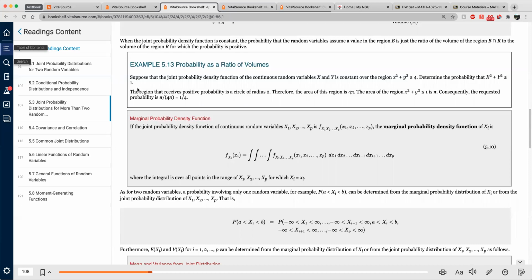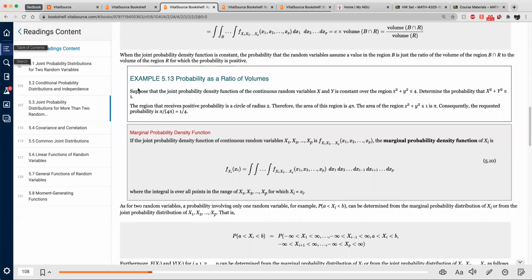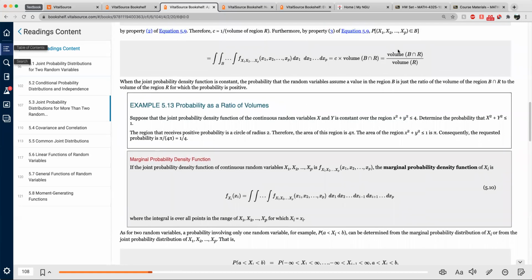Okay, so now what? For the region, we are going to use this one, because the region x squared plus y squared less than or equal to 1 is a subset, part of that region, right? The region that receives a positive probability is a circle of radius 2. Therefore, the area of this region is 4 pi. Pi r squared is the area of the circle, right? The area of the region x squared plus y squared less than or equal to 1 is pi. Consequently, the requested probability is the volume of the intersection of the two regions divided by the volume of the domain, which is pi over 4 pi, which is 1 over 4.